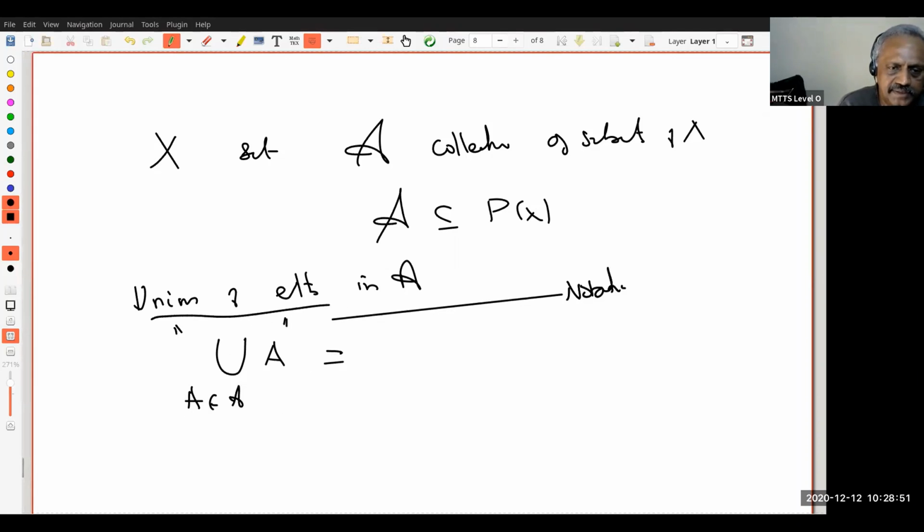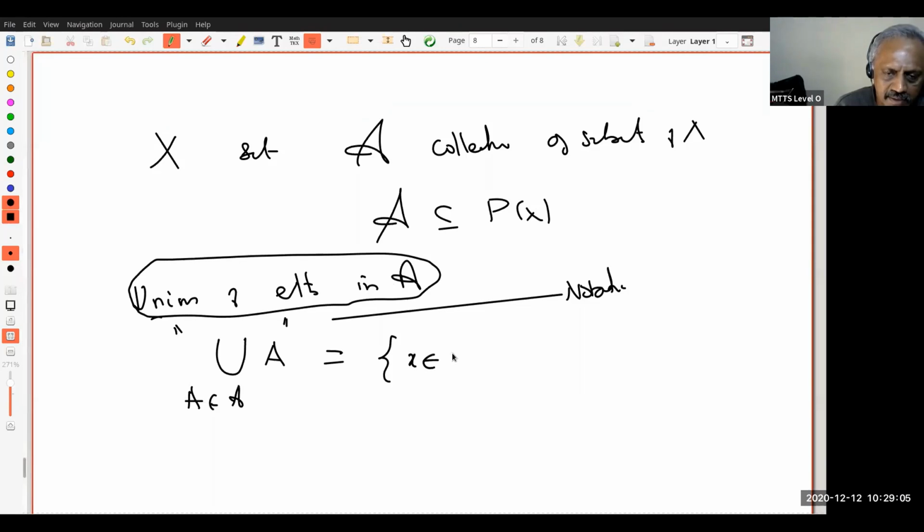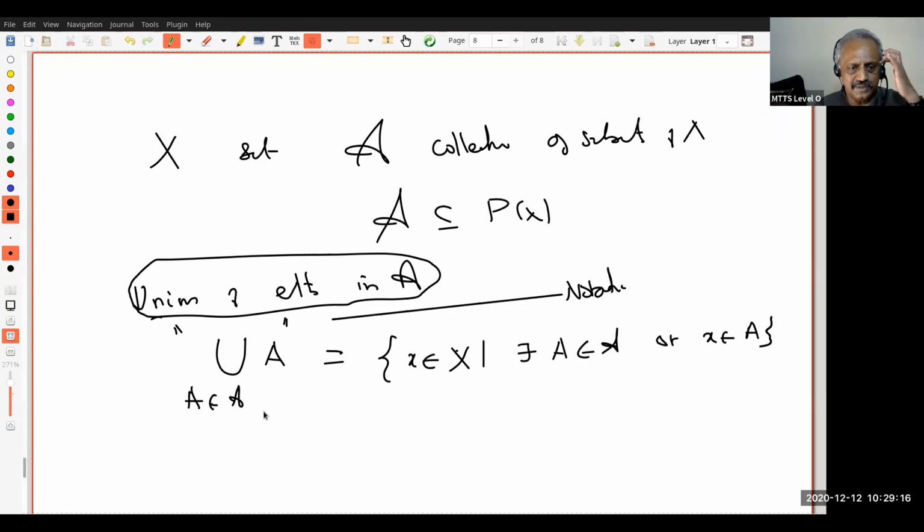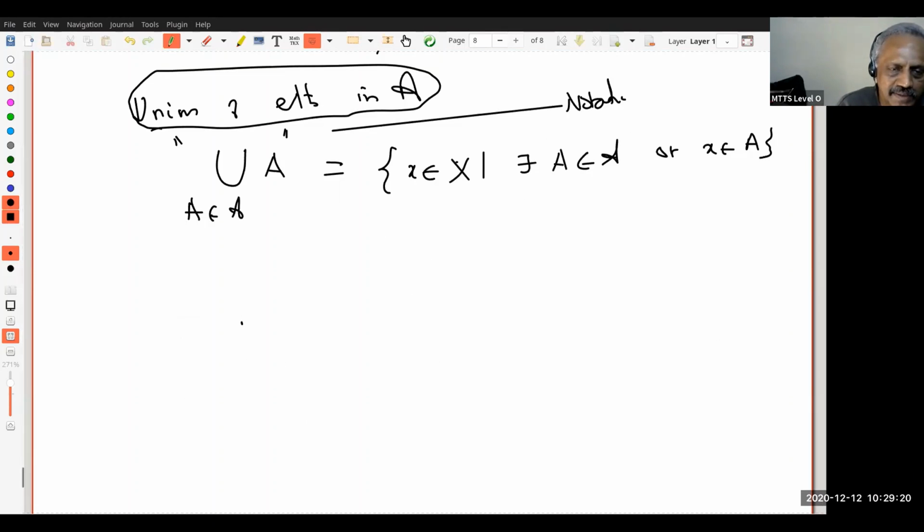How do I read it? It's a union of elements in the family of subsets. Is the family indexed? No, it's not indexed. Then how do I define it? I'm sure all of you by now know. It is the set of all x in X so that there exists A in the family script A so that x belongs to A. That's it. So it's as good as saying it is indexed by script A. And similarly, the intersection over A in script A.